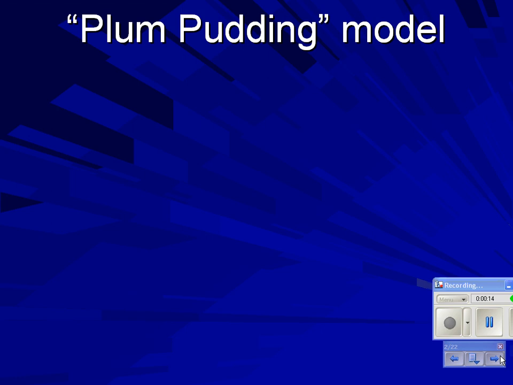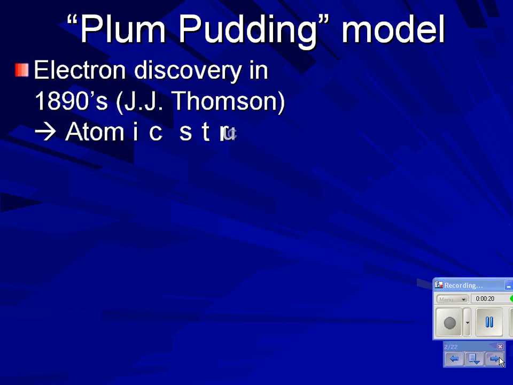Plum pudding model. This is the model that is based on the discovery of the electron. A lot of the nuclear and atomic physics, the stuff that we understand on an atomic and nuclear level, happened in the late 1800s, early 1900s. Prior to this time, chemistry had been really big, and there had been a lot of discoveries about different kinds of elements and creating a periodic table of the elements through chemistry. But really looking at atomic structure hadn't happened.